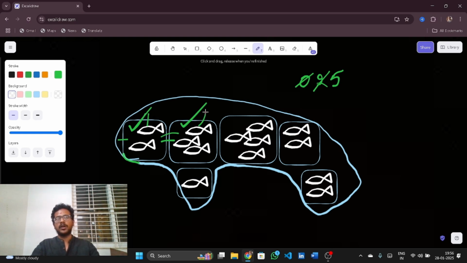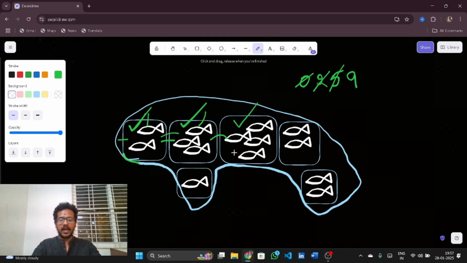Then I go top and I can't go, it is out of bounds. Now I go right and I have 4 fishes there, and I will get those fishes. Till now I got 4 fishes.